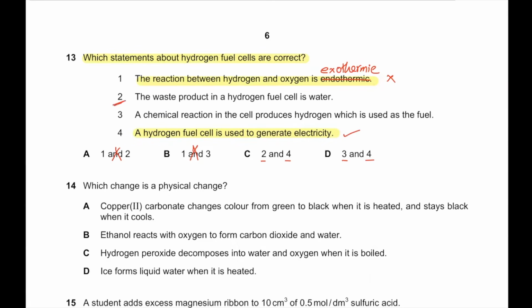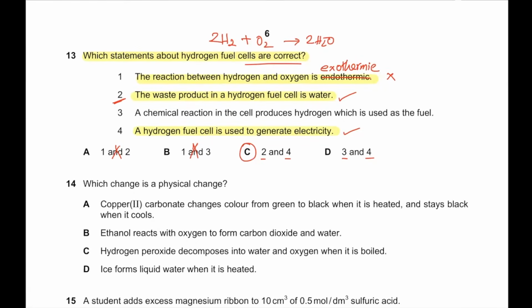For point 2, the waste product in a hydrogen fuel cell is water. So yes, when a hydrogen fuel cell operates, hydrogen reacting with oxygen only produces water. So definitely it is water. Now the question asks which statements about hydrogen fuel cells are correct. We can see points number 2 and 4 are correct. So C is correct.